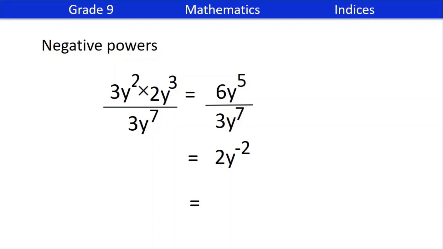And here guys, you can see there is minus 2, that is a negative power. And this negative power can be written using the positive powers. We can write 2y to the power minus 2 as 2 over y to the power 2. So the answer becomes 2 over y to the power 2.